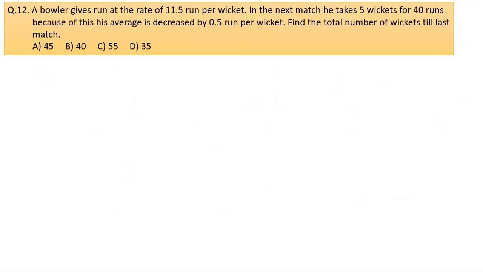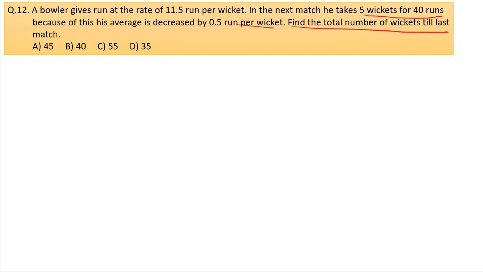In the next question, this is a cricket related question. Please do not panic, this is a very simple question. A bowler gives runs at the rate of 11.5 runs per wicket. In the next match, he takes 5 wickets for 40 runs. Because of this, his average is decreased by 0.5 runs per wicket. Find the total number of wickets till the last match.